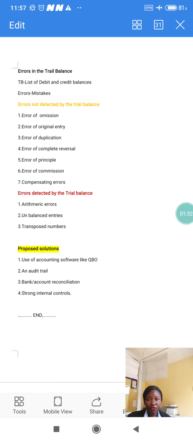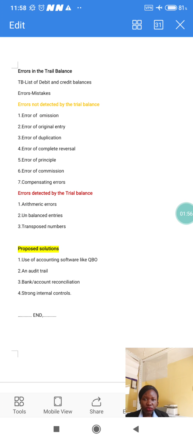Another error is error of complete reversal. You were supposed to debit, but you credited, and you carried on that mistake consistently. So that is an error of complete reversal, and this error will not be reflected in the trial balance. Accountants and bookkeepers, be careful: you may make errors, but the trial balance may not tell us such errors. That's why you have to be keen at some point.